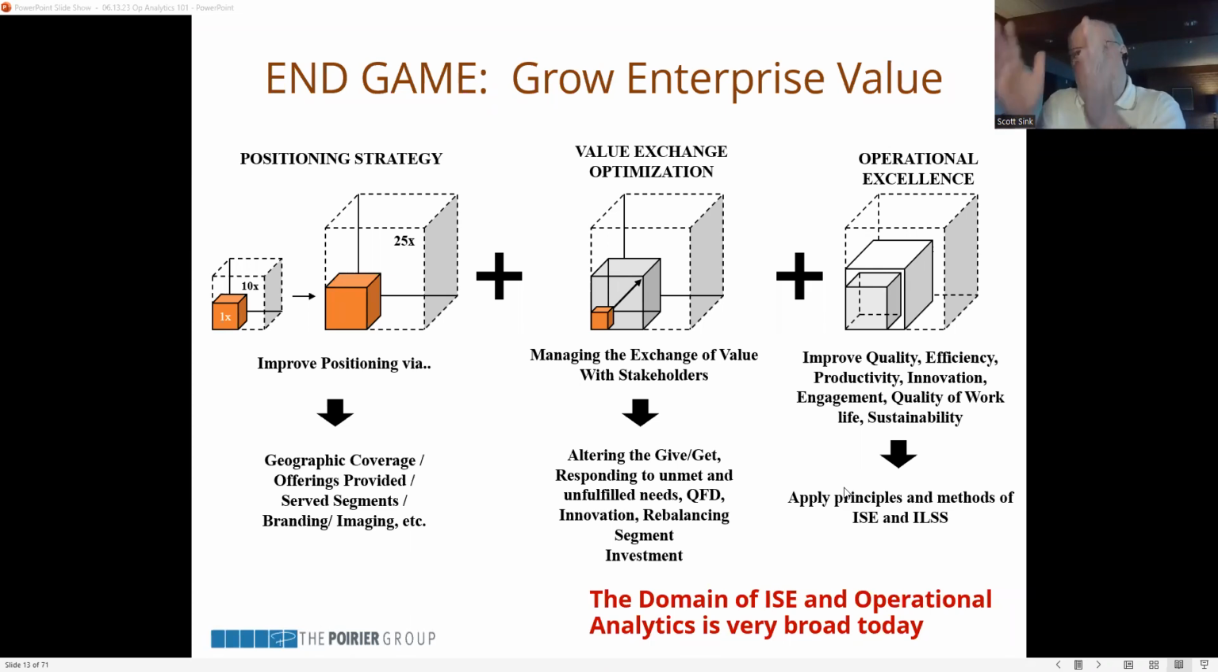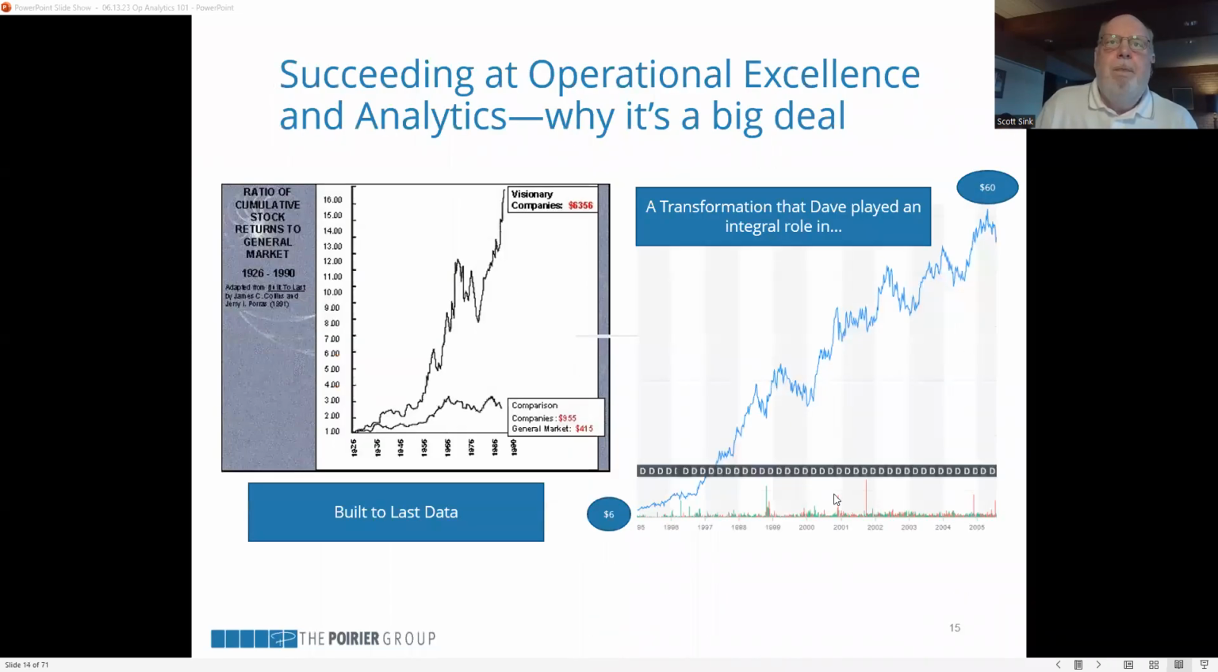And then OpEx, which is the last column on the right, is the most traditional column that industrial engineers tend to play in: quality, efficiency, productivity, and so forth, quality of work life. My point is that the domain of industrial and systems engineering and operational analytics is extremely broad. It's pervasive. It cuts across the entire enterprise. There's not any aspect of the enterprise, to include the extended enterprise, suppliers and customers, that operational analytics isn't important in. The reason I threw this slide in, the slide on the left, is straight out of Jim Collins' book, Built to Last, and then Good to Great.